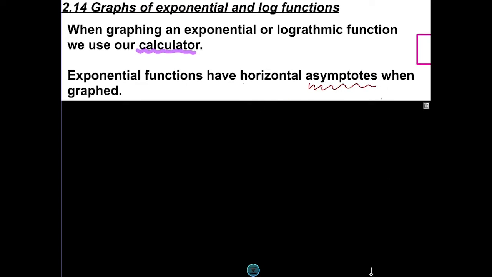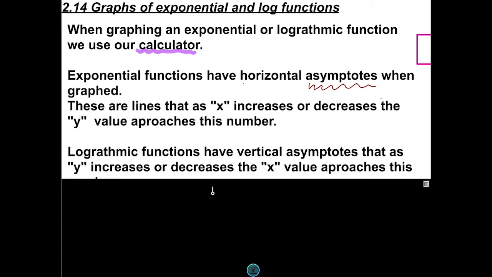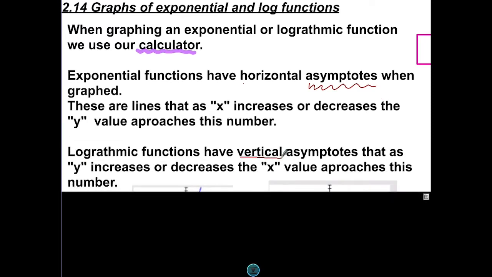So asymptotes occur either horizontally or vertically. With exponential functions, we have horizontal asymptotes. These are horizontal lines that, as x increases or decreases, the y value approaches this number. Logarithmic functions have asymptotes also, but they're vertical asymptotes. It's the same idea, but reversed. As y increases or decreases, the x value approaches this number. And so we want to just make sure we understand where these are and how they occur.